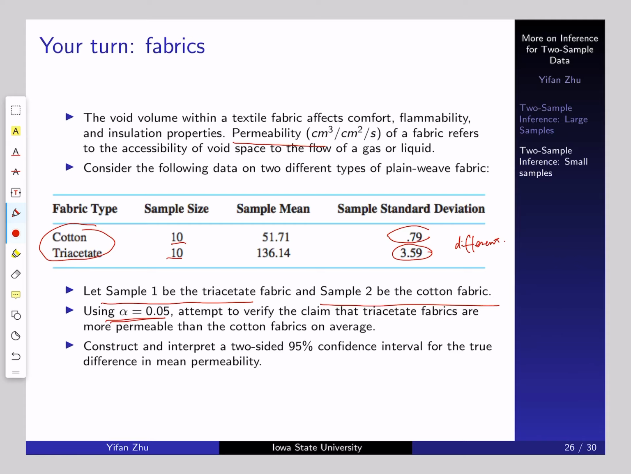We want to verify the claim that triacetate fabrics, mu1, are more permeable than the cotton fabrics on average. Okay? And then it means the HA is mu1 is more permeable, so mu1 minus mu2 is greater than 0. And we want to construct and interpret a two-sided 95% confidence interval for the difference in the mean permeability. Okay.